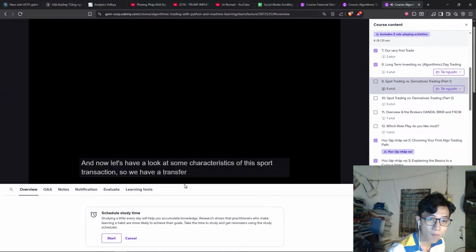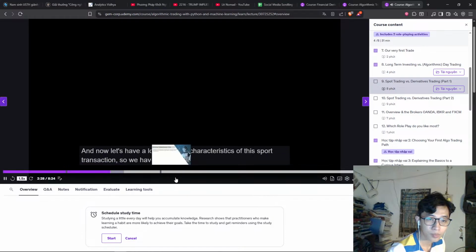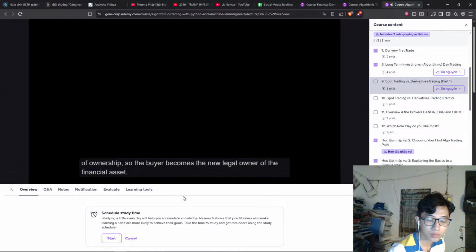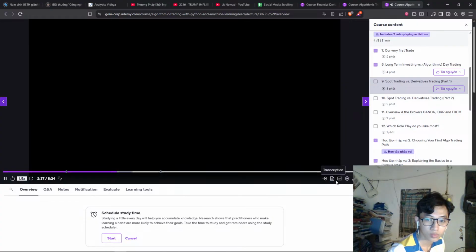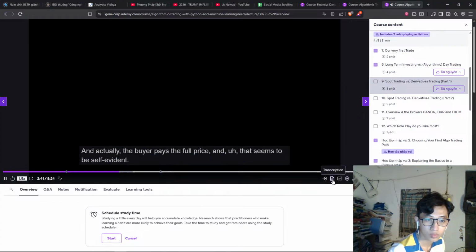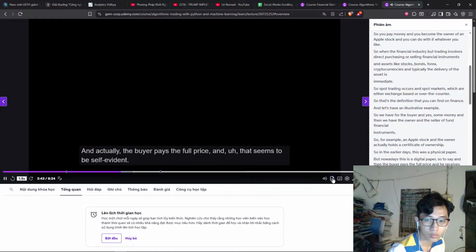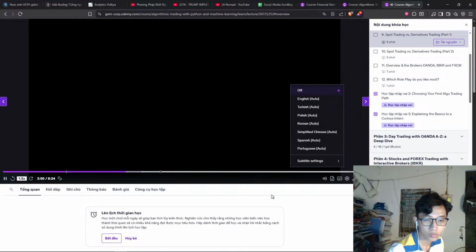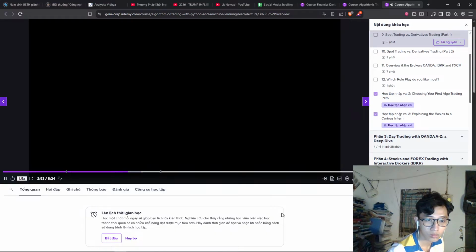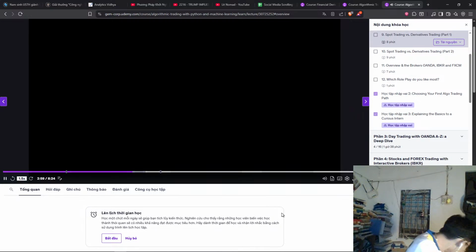And now let's have a look at some characteristics of this spot transaction. So we have a transfer of ownership. The buyer becomes the new legal owner of the financial asset. And actually the buyer pays the full price, and that seems to be self-evident. But we will see that this is not necessarily the case when dealing with derivatives. Next, in spot markets, sellers can actually only sell what they actually own. And if the seller doesn't own the Apple stock, he or she can't sell it. And as a side note, there's the concept of short selling, which is actually not part of this course here.